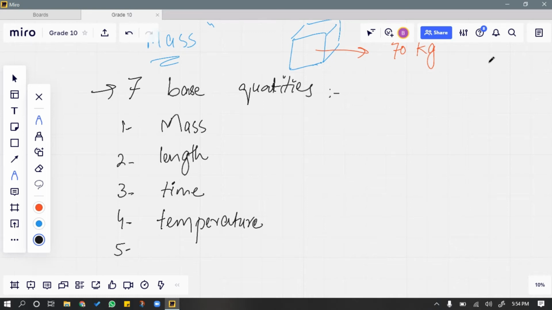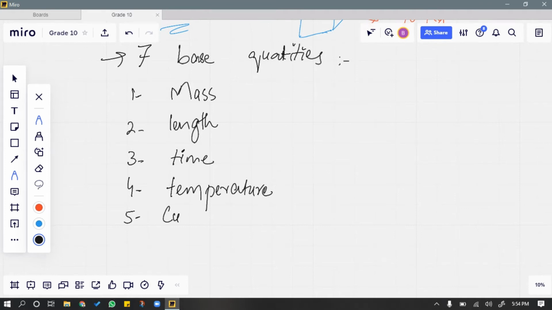Coming to your fifth quantity, which is current. The sixth quantity is amount of a substance.